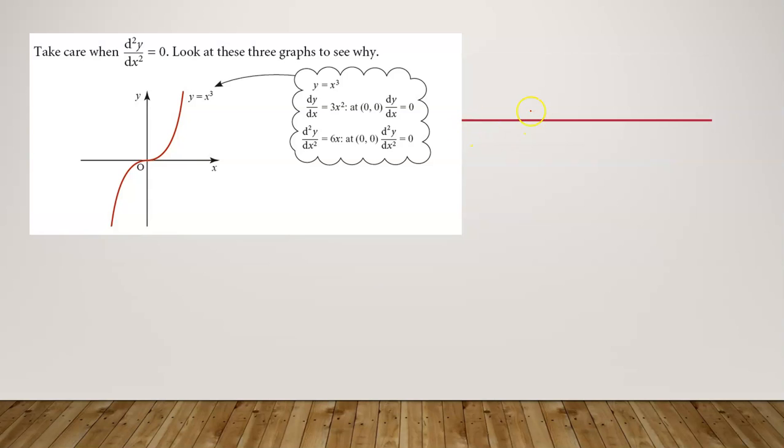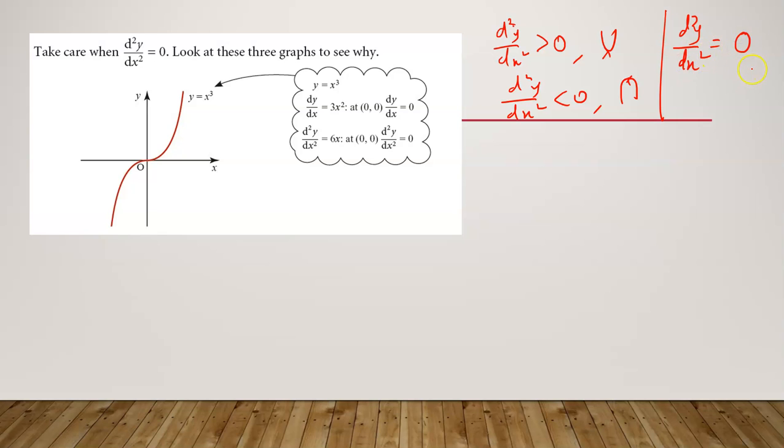So, tadi kita kata apa? If you don't want to draw the table to see the nature of your graph, your stationary point, you can use your d square y over dx square kan. So if d square y over dx square greater than 0, maksudnya you akan dapat minimum point. If d square y dx square less than 0, you akan dapat maximum point. Okay, if d square y dx square, some of the question will give you 0, exactly 0. So this one is for inflection point.